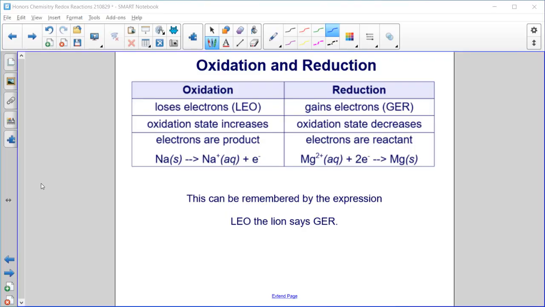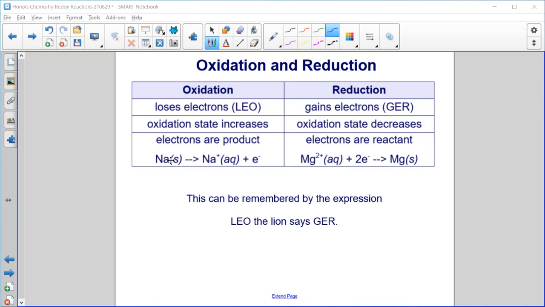All right, let's use this table to summarize what oxidation is and what reduction is. In oxidation, the substance loses electrons. We have the first part of this mnemonic device, LEO here. Losing electrons is oxidation. When you lose electrons, the oxidation state increases. So if we look at this example down here with the sodium, we go from an oxidation state of 0, which we're going to talk about in just a second, to an oxidation state of +1. So that's an increase. Okay, and electrons are a product because they're being lost.